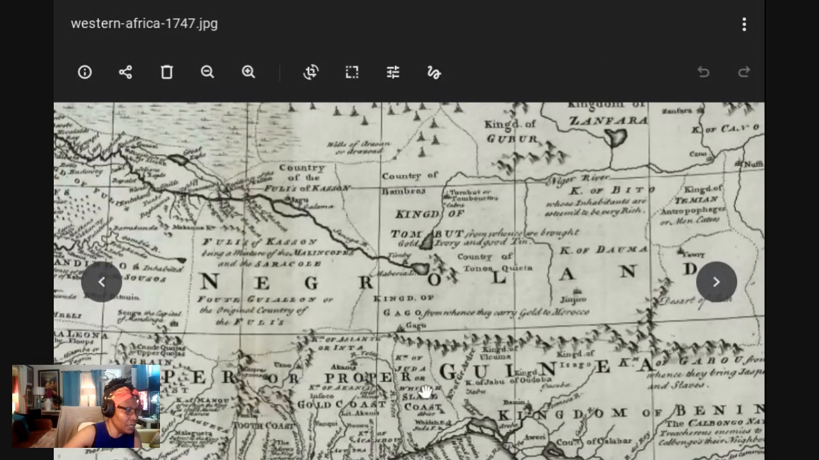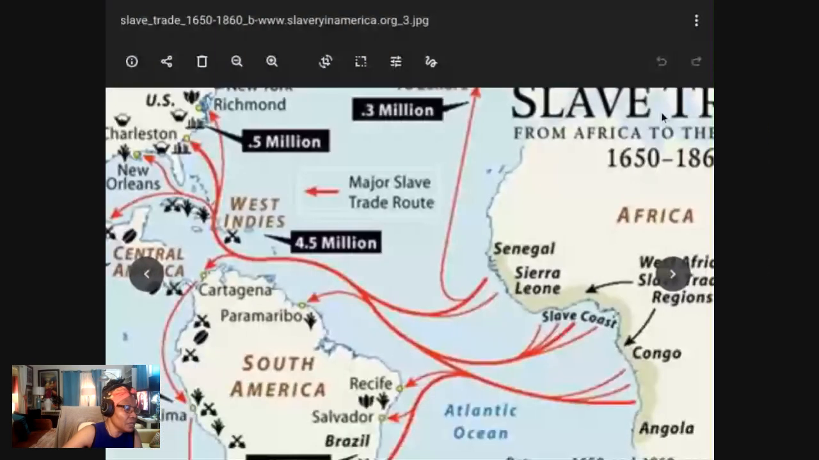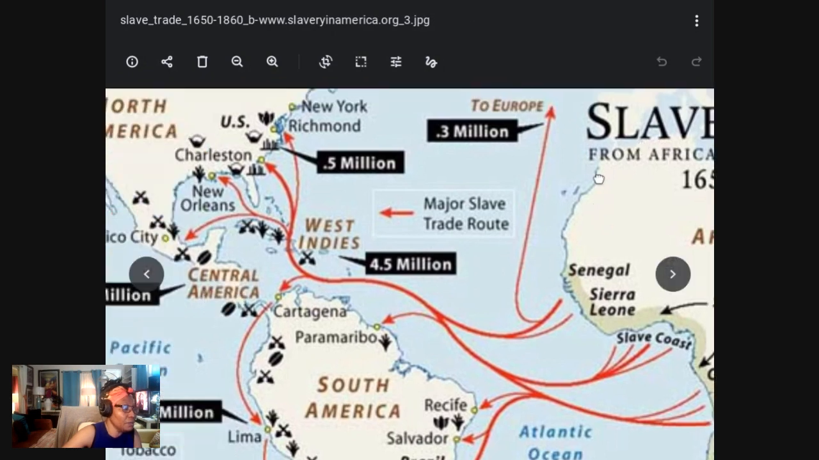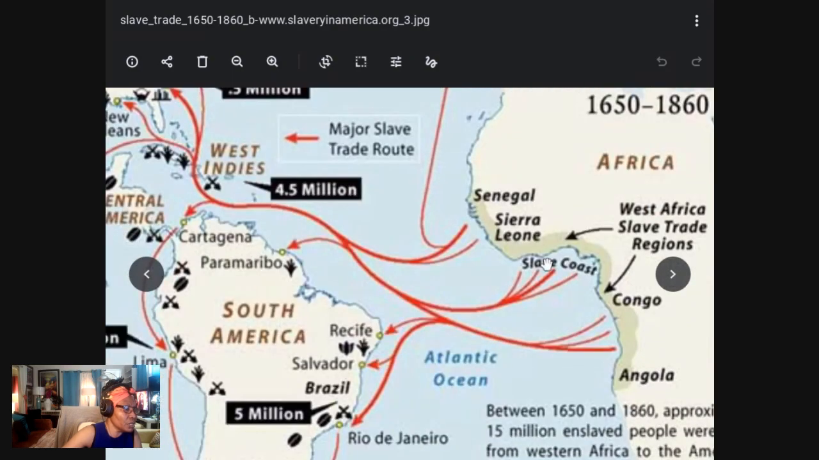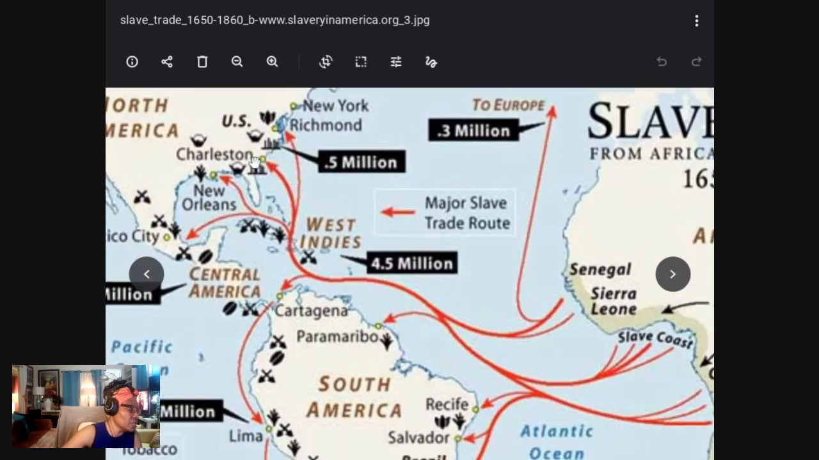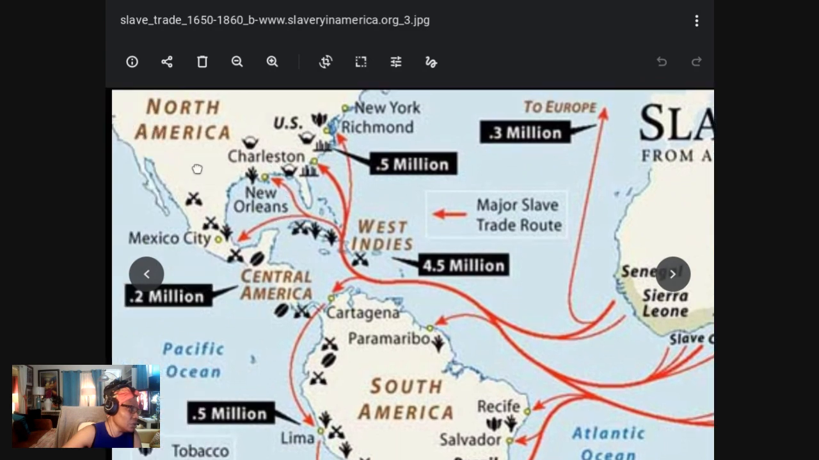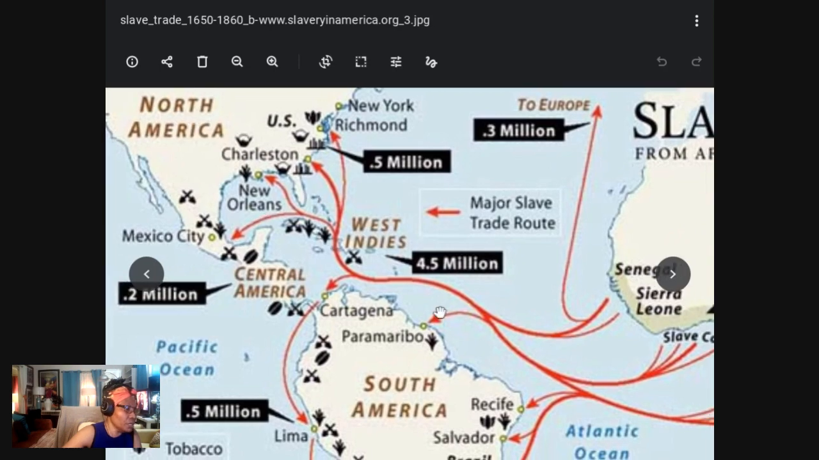You had Benin and Levite in this area. Come on. Oh, there it is. So they came to get us right here, slave coast, Judah, kingdom of Judah. And then took us all the way out over here, United States, New York, Richmond, Charleston, New Orleans, Mexico City, North America. So that's where Judah went.